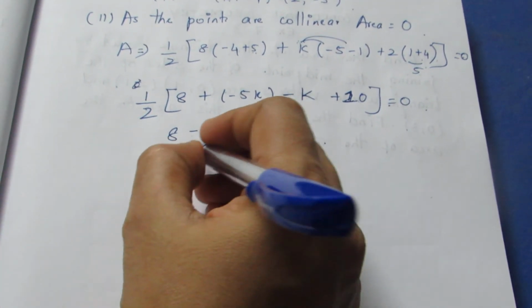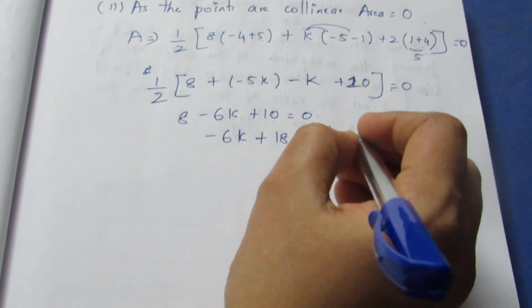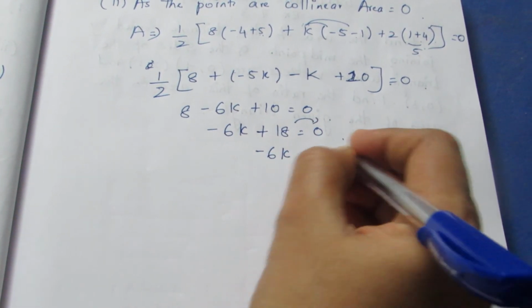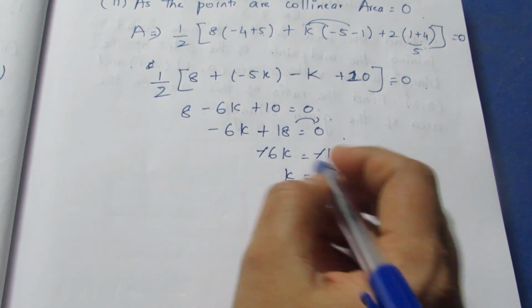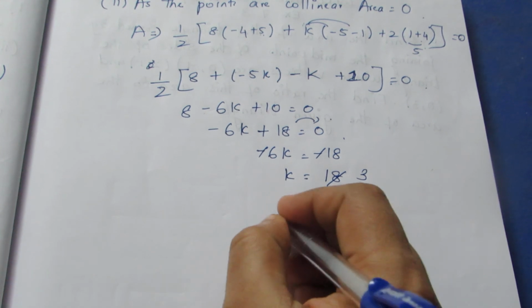Just solving it, minus 6k plus 18 equal to 0. Now bringing 18 to the other side, minus 6k is equal to minus 18. Minus minus gets cancelled. k is equal to 18 by 6. It is in multiply, so it comes as divide. 6 threes are 18. k is equal to 3.